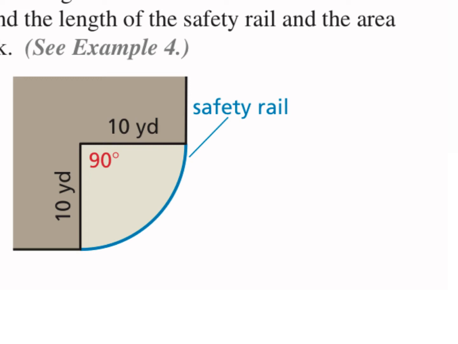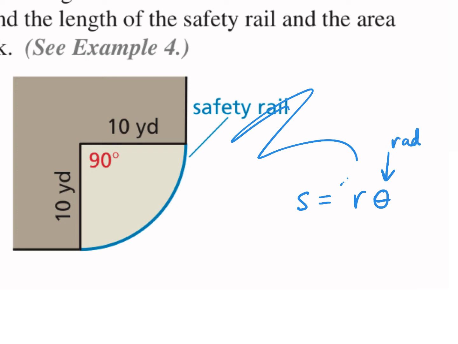So arc length is equal to radius times theta. What does our theta have to be in? Theta always has to be in radians. So our arc length is equal to, what's our radius? 10. And then we need to change the degrees, because it gives us 90 degrees here as our angle.